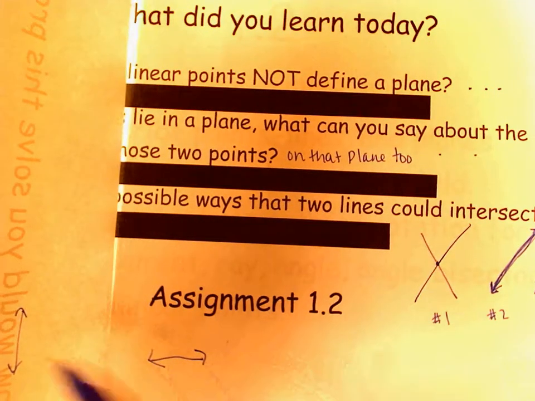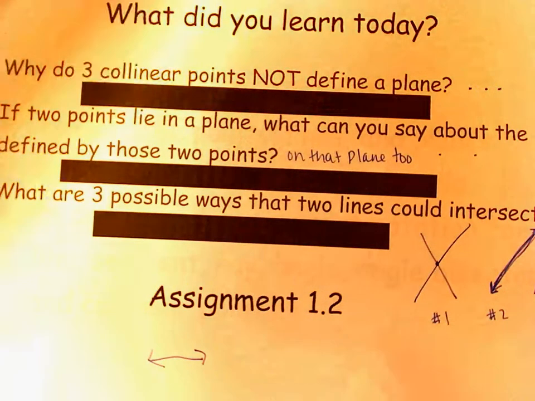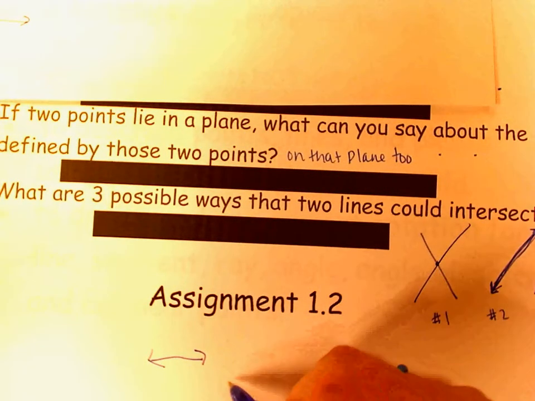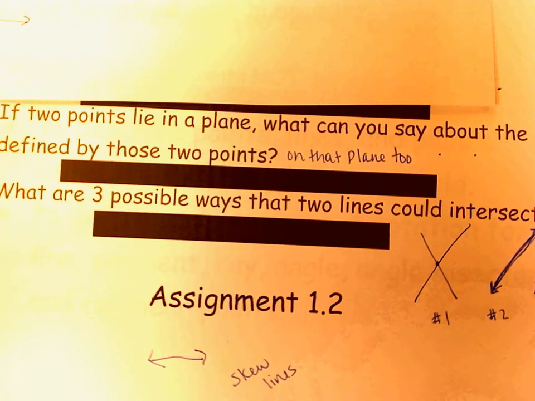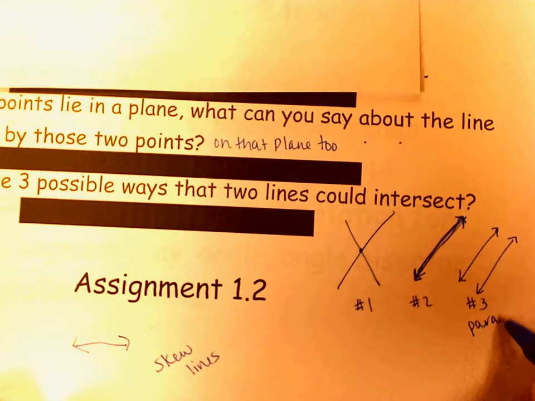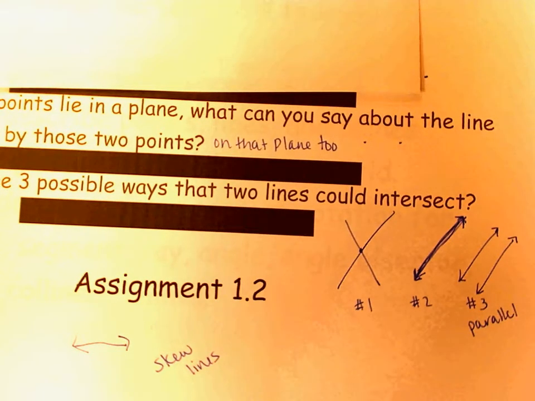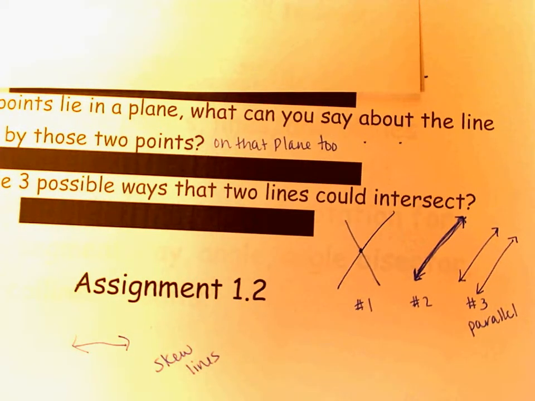We have a different word for those. If they're 2 lines in different planes not intersecting, those are called skew lines. So that's a vocabulary word you'll need at some point. These are parallel, they're in the same plane and not intersecting, and those 2 that I talked about are skew lines. So hopefully you've learned something today that you didn't know before.